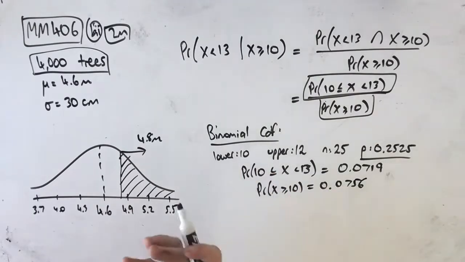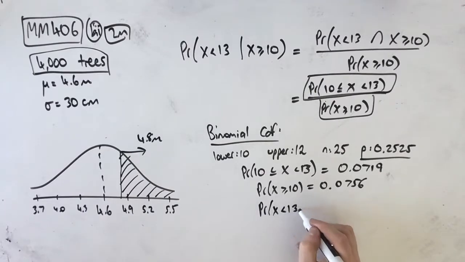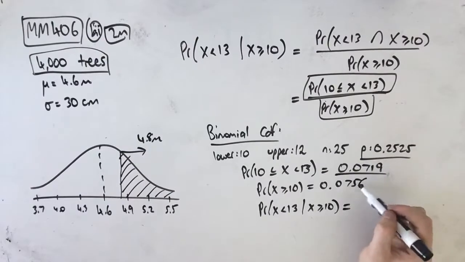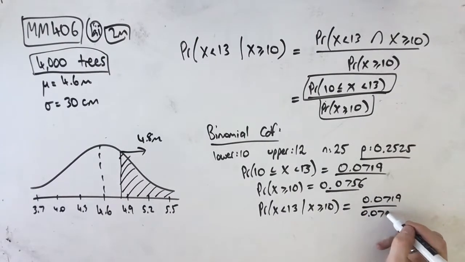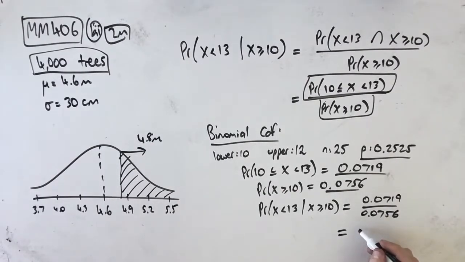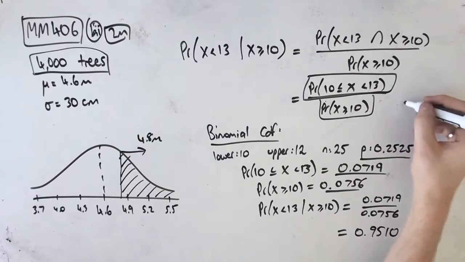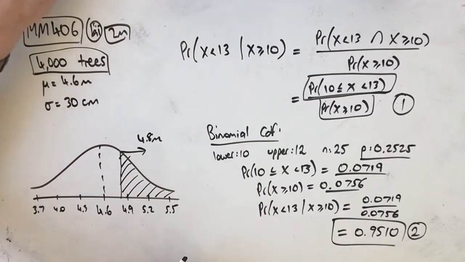So there's a lot of linking going on here, which is why these questions might be a bit tricky. So therefore, the probability that x is less than 13, given that x is greater than or equal to 10, equals this over this. So 0.0719 over 0.0756 equals 0.9510. And this is our second mark. I didn't actually write down our first one. This is our first one. So our second mark happens there, 0.9510. And guys, that's it for part BII.